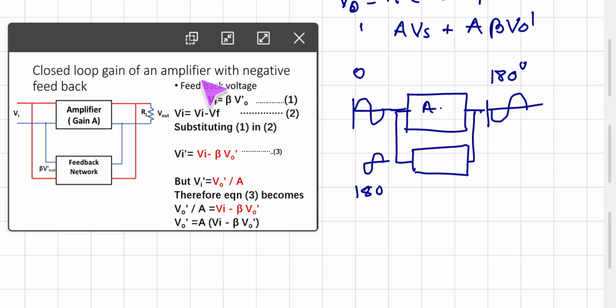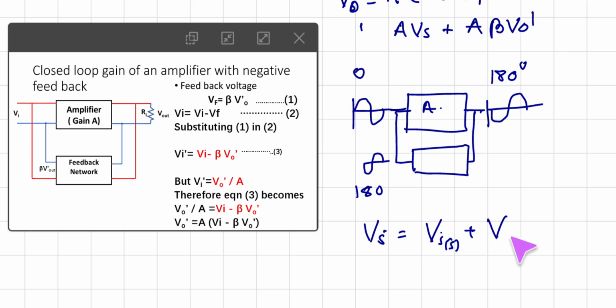Now, the closed loop gain of an amplifier with negative feedback has the same expression as we saw in positive feedback. So this is the amplifier. Here we are considering the input voltage as Vi, the output as Vo, and the feedback network gives beta times Vo, that is Vo dash. Therefore the feedback voltage Vf is equal to beta times Vo dash. Let us consider this is the original signal voltage, plus feedback voltage Vf.